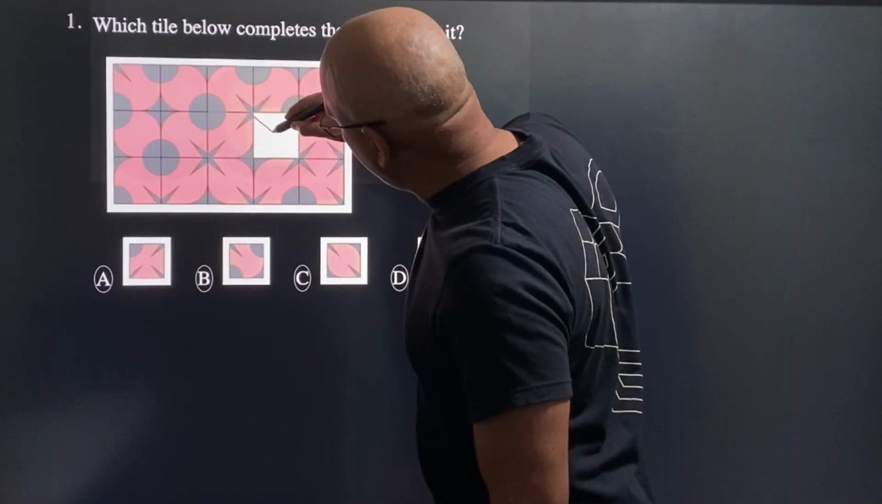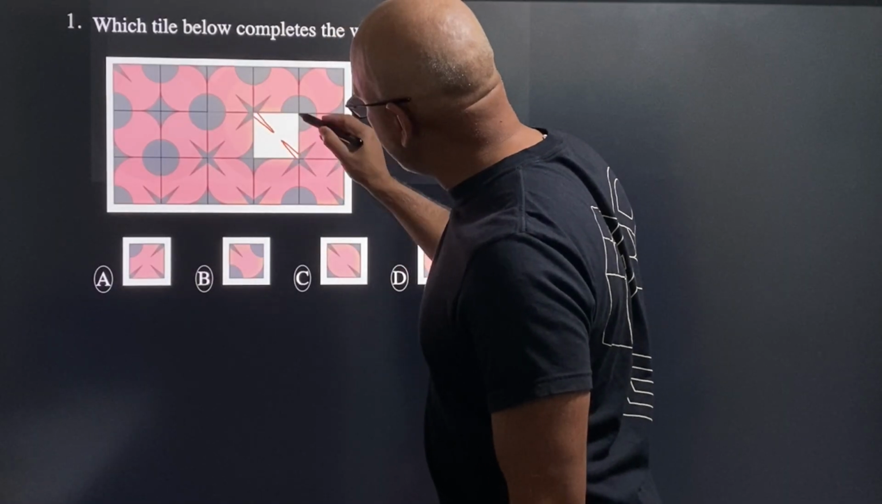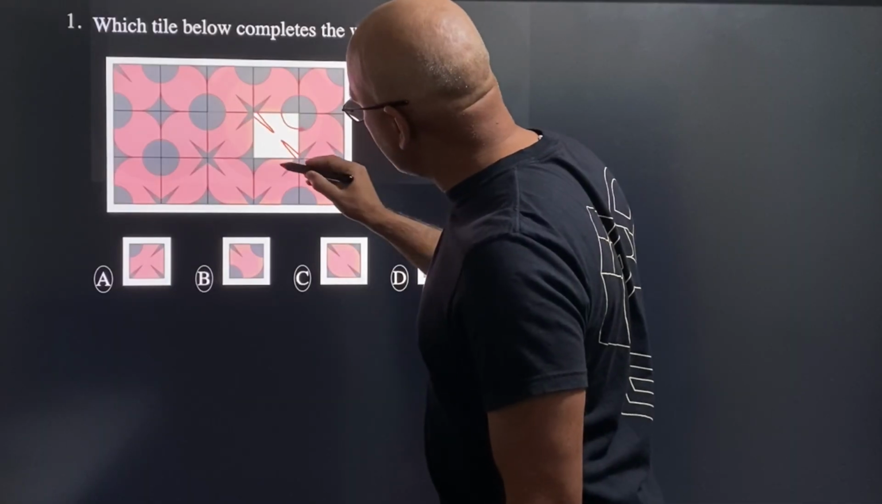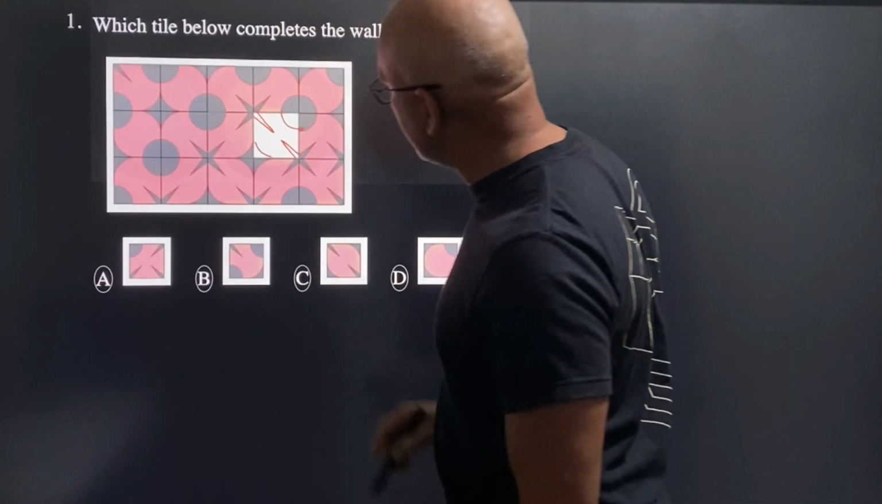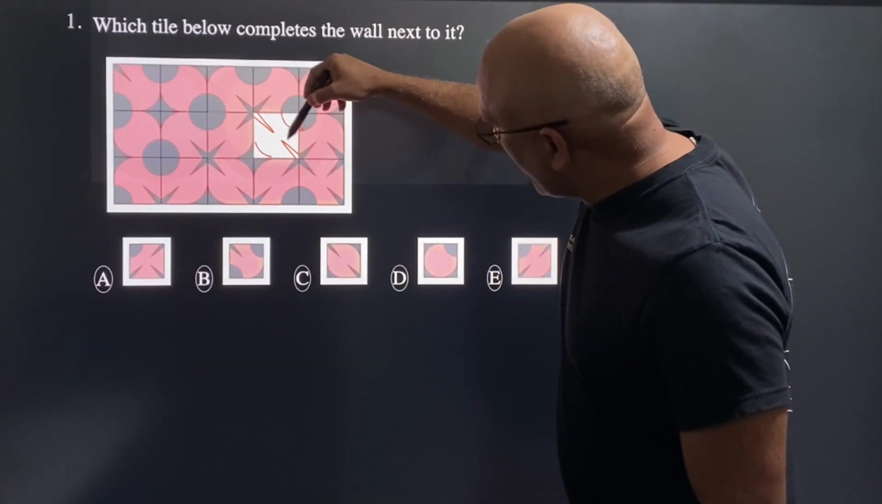So here I need to have a pointy thing like this. Here I have to have something pointed like that. Here it needs to complete the circle. Here it should be like this. Now if I compare, let's take these two.